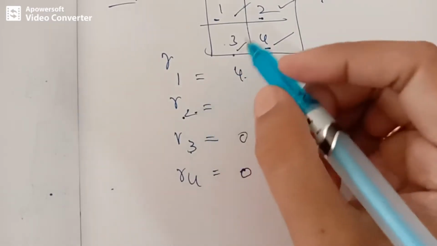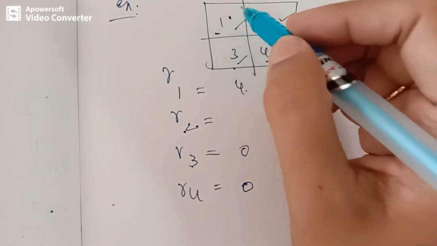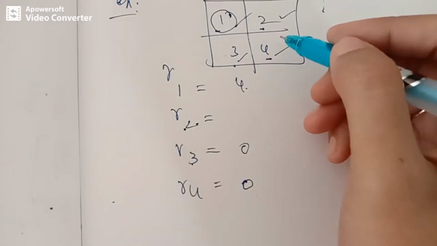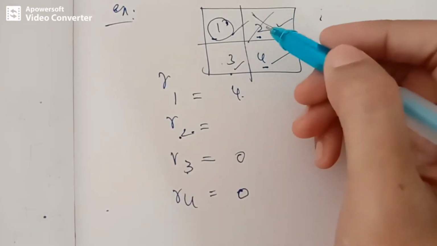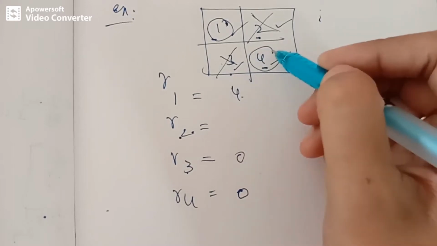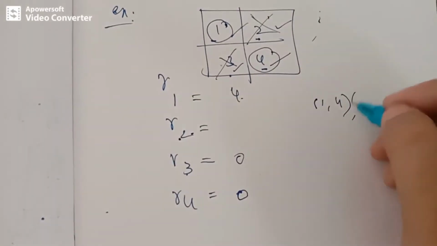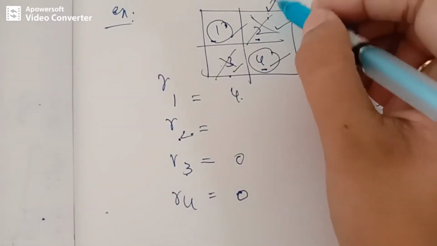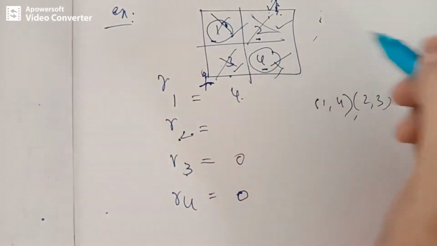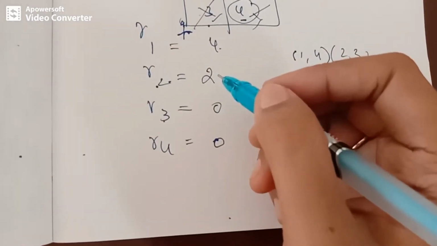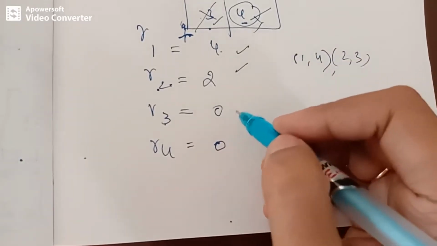What about R2? In how many ways can 2 pawns be placed so that they do not attack each other? I can place the first pawn here. Can I place the second pawn anywhere else so that they do not attack each other? I cannot place it over here. This location is avoided, even this location is avoided, whereas this is okay. So we can have 1, 4, and we can have 2, 3. If I start placing 1 pawn over here, the second pawn I can place over here, but not here or here. So there are two ways of placing the pawns so that they do not capture each other. So these are the values of R1, R2, R3 and R4.